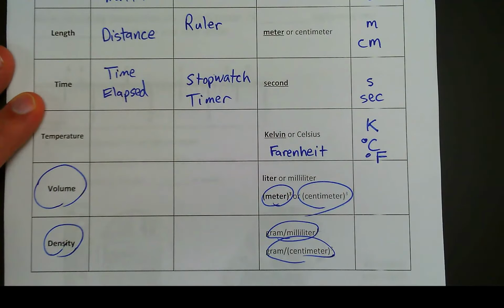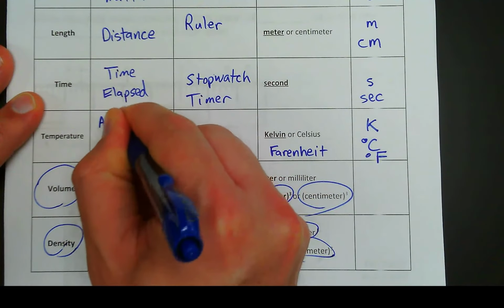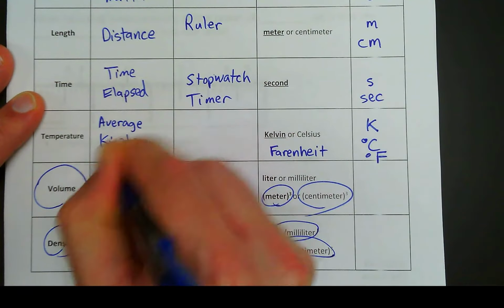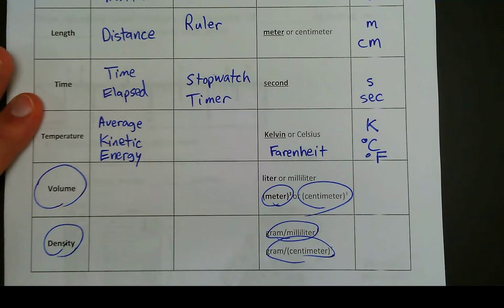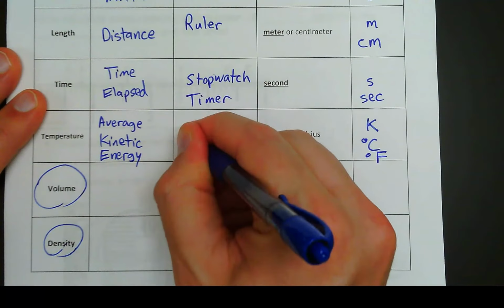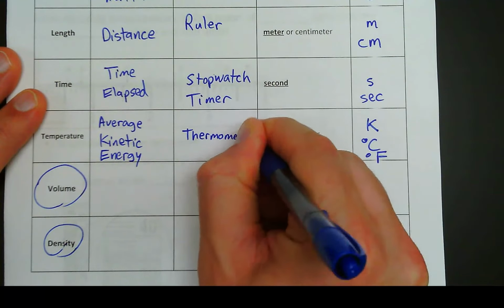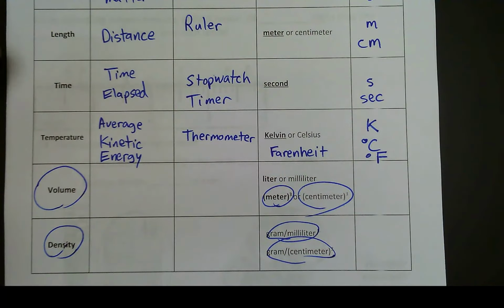But temperature is a measure of, basically, the movement of particles. A fancy word for that would be average kinetic energy. All right, we use a thermometer to do that. Okay, and that's enough for temperature.